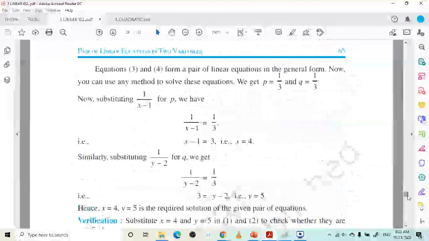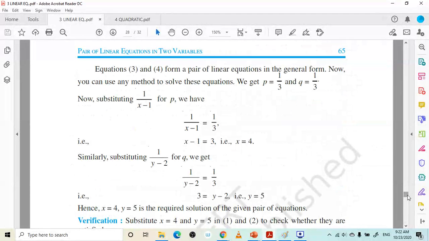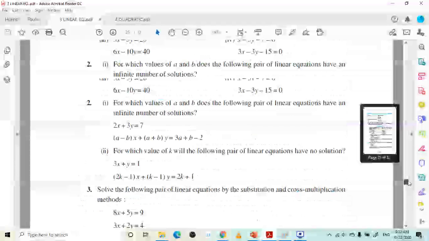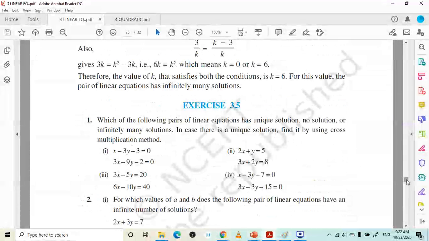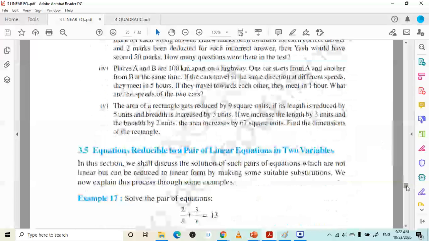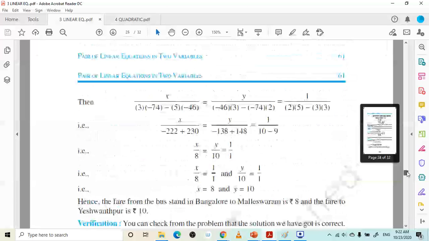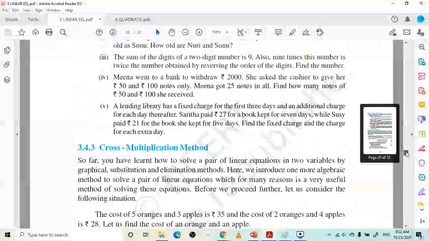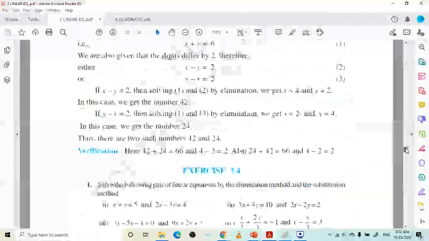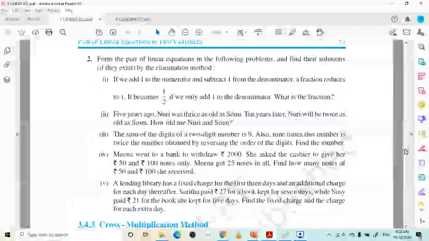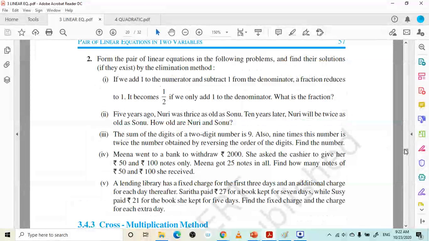And in exercise 3.5, question number 1, 2, 3, and 4 are cancelled. So see here, 3.5, where is 3.5? See 3.5. This is question number 1, then 2, then 3, then 4. Then the full exercise is cancelled. And this is about what we were discussing. Okay, 3.4. So the first question we have discussed, and see this is the second question. Okay, so they have removed that.